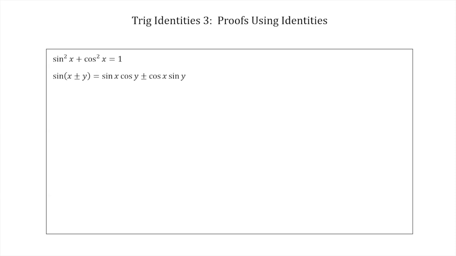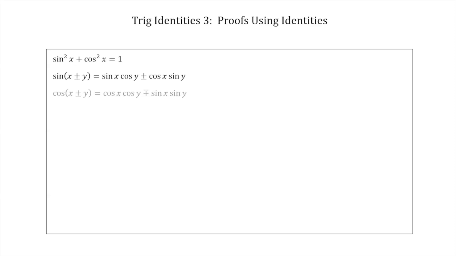And then we had sine of x plus y, so when you have two numbers inside the sine that you're adding up, we said that this is equal to sine x cos y plus or minus cos x sine y. So it depends. If you have a plus in the sine, then it's a plus on the right hand side. If you have a minus in the sine on the left hand side, then it's a minus on the right hand side.